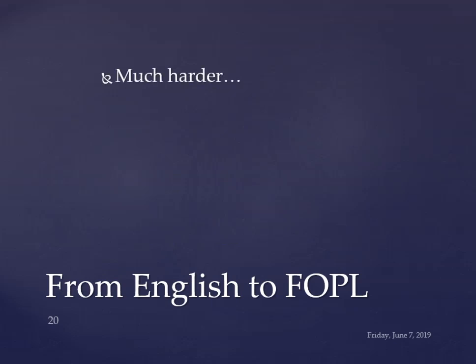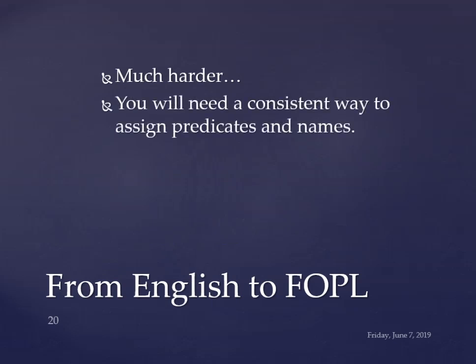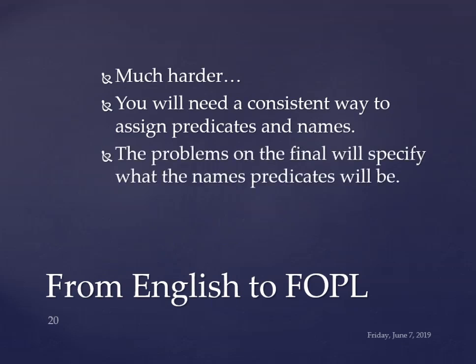The reason you should go from FOPL to English first is you can get a sense of how things work. Then when you go from English to FOPL, you'll be able to see what to do, right? So the basic thing you have to understand here is that you need a consistent way to assign predicates and names, okay? You absolutely have to be consistent. Now the problems in the final will specify what the names and predicates are, okay?